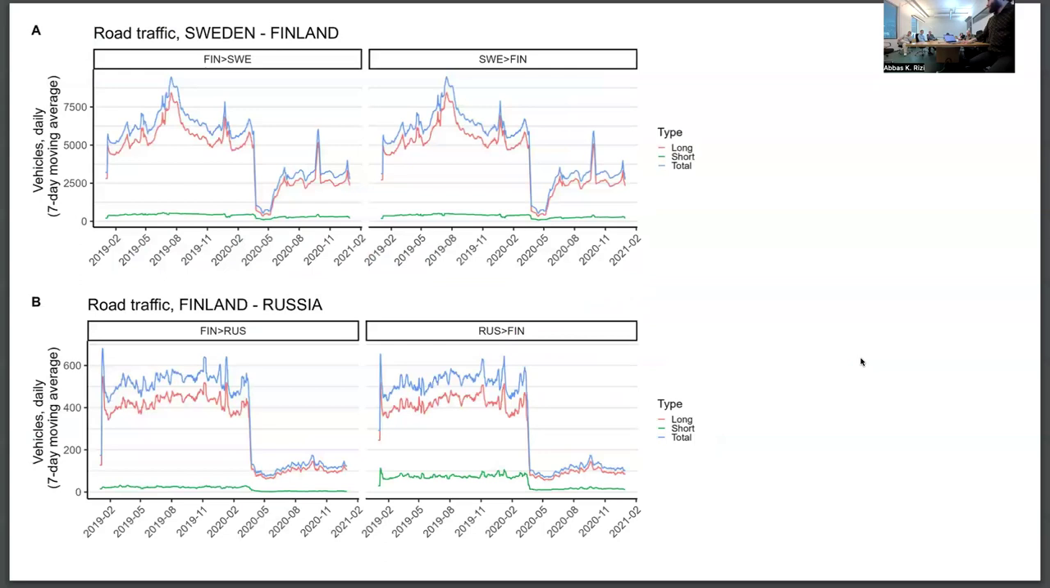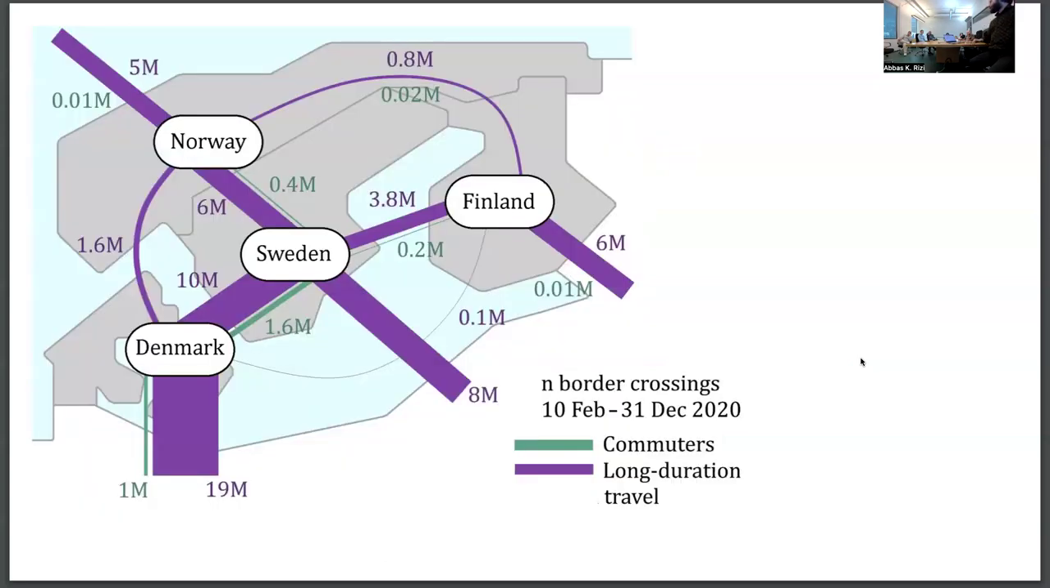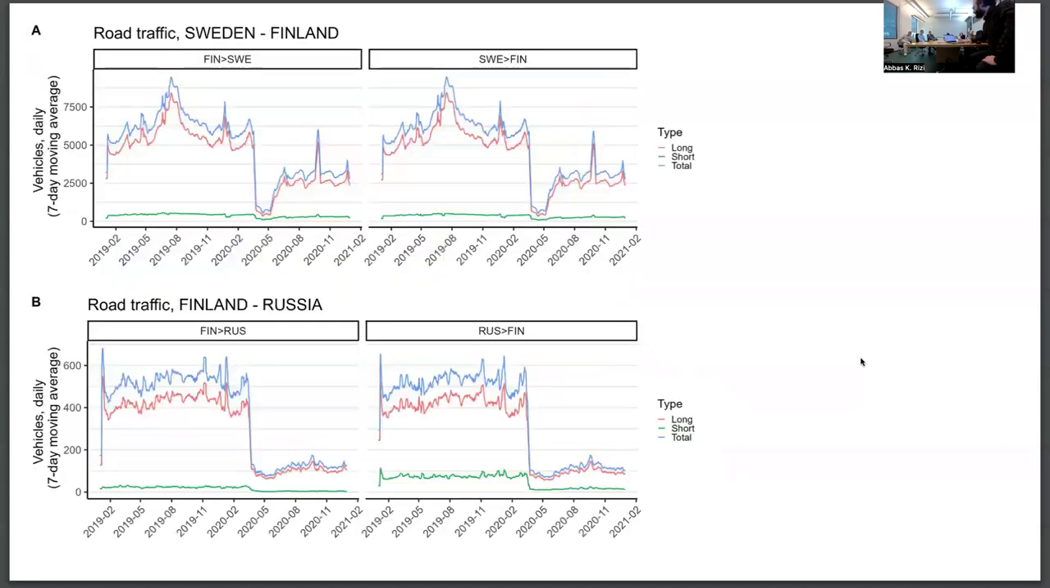And these are numbers showing you the COVID period, so this is already with restrictions. Before restrictions, the numbers were maybe three times bigger. Sweden and Norway have a train between them, but it was closed during COVID.